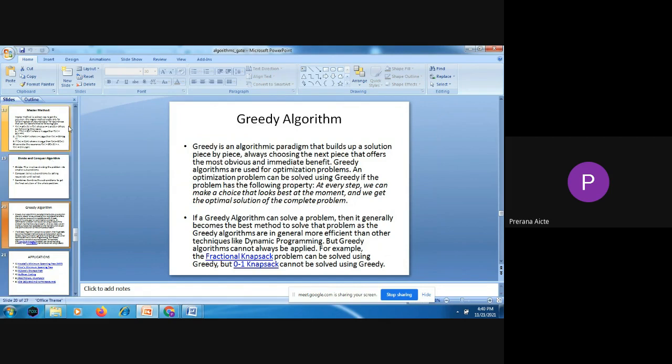So optimal solution means whether it can be maximum or minimum depending on the problem.